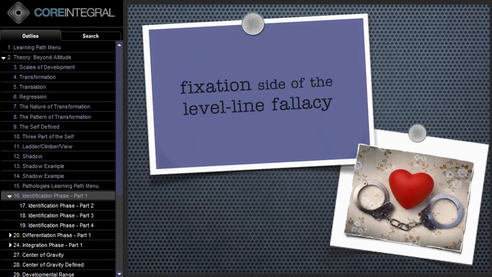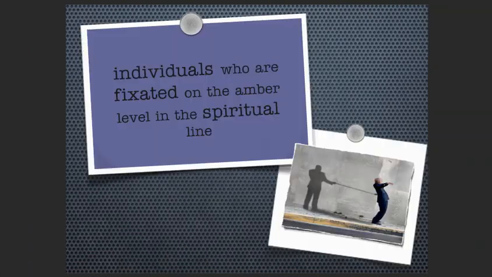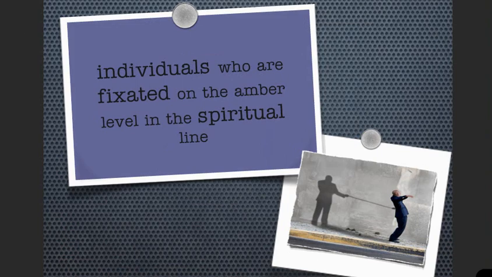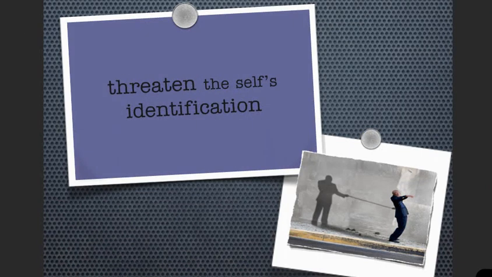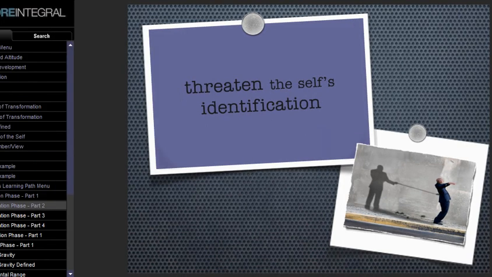This is the fixation side of the level line fallacy, and we will first be dealing with this part of the equation. The repression side of the level line fallacy will be dealt with in the section on the integration phase. A good example of this branch of the level line fallacy is individuals who are fixated on the amber level in the spiritual line. This results in a repression or pushing away of all the higher spiritual line potentials, because they threaten the self's identification. But this does not answer the question as to why someone would be addicted to or stuck on the amber level of the spiritual line, or to any level of any line for that matter.